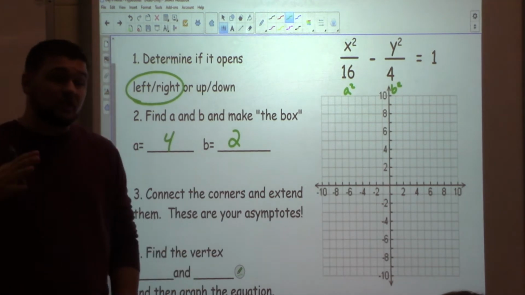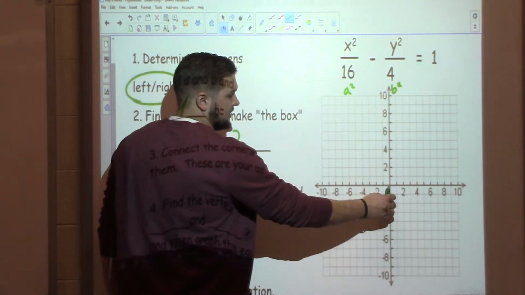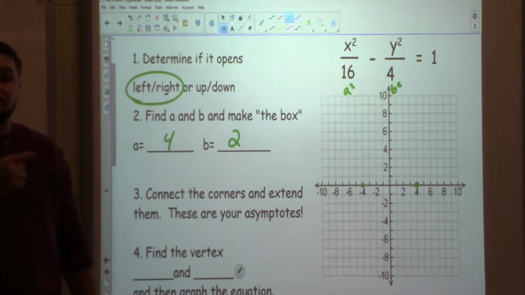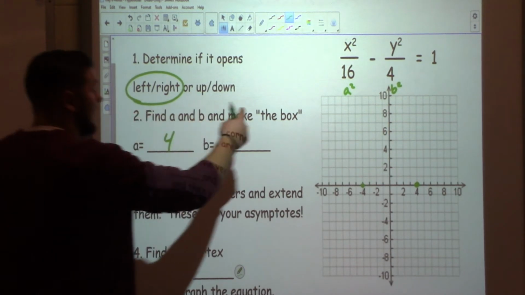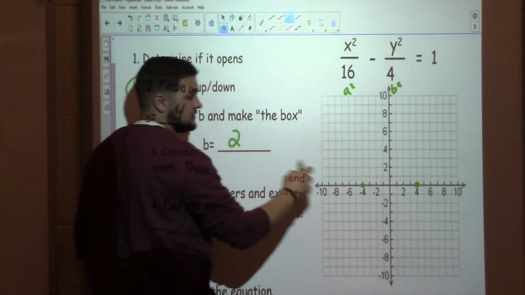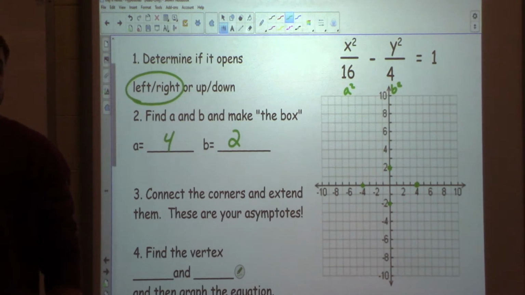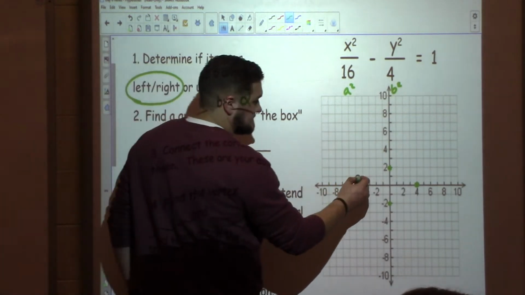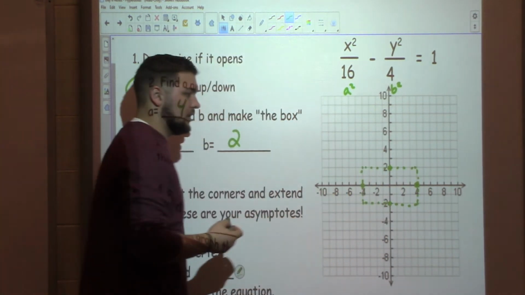Okay, so just like you did with ellipses, I'm going to look. A squared was under x, so from my origin, I'm going 4 left and 4 right, putting points. A is 4, so I'm going 4 left and 4 right. Does that make sense? Okay. B squared is under y, so I'm going up and down 2. Now, normally you would draw an ellipse, right? That's what you did on Friday or on your homework today if you did it really late. Instead of that, we're going to draw in a box, a dashed line box, that goes through all of our points.